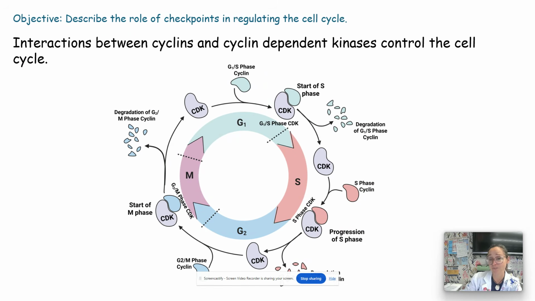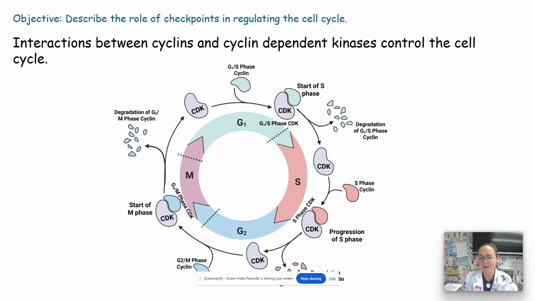Now, how this is regulated is through cyclins and cyclin-dependent kinases. As I mentioned earlier in the video, kinases phosphorylate and activate other proteins. As we can see in this picture, the cyclin-dependent kinases stay constant throughout the life of the cell cycle, and it's the cyclins that vary in amount. So at different stages of the cell cycle, we have different proteins becoming phosphorylated and different proteins becoming activated.